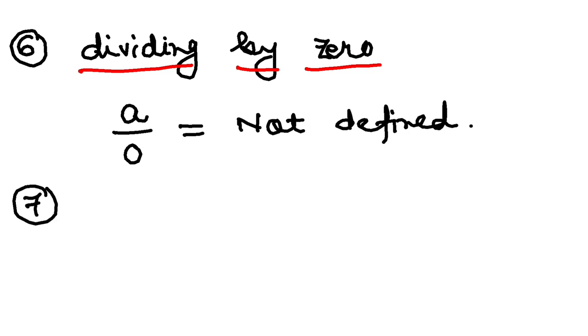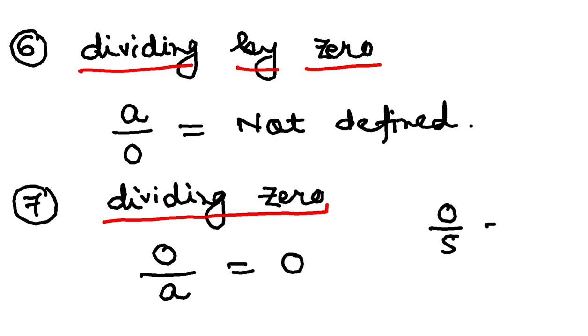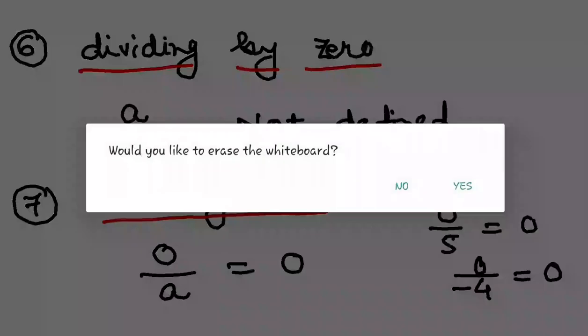Now property 7 is regarding dividing 0. Dividing by 0 and dividing 0 are two different terms. Dividing 0 means if I divide 0 by any integer, this will always give you 0. So 0 by 5 is 0, 0 by minus 4 is also 0. Dividing 0 by anything is 0. Done. Now let us go to the last property, that is property 8.